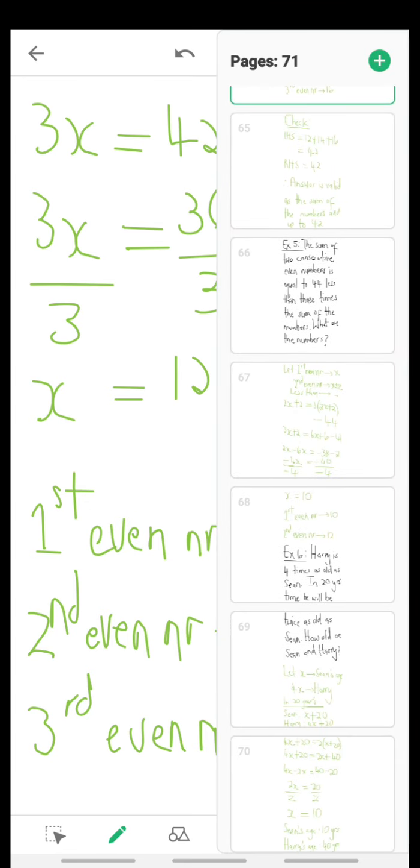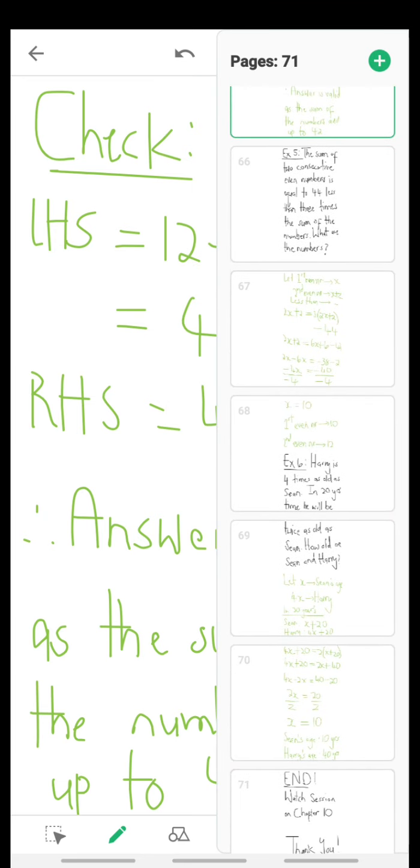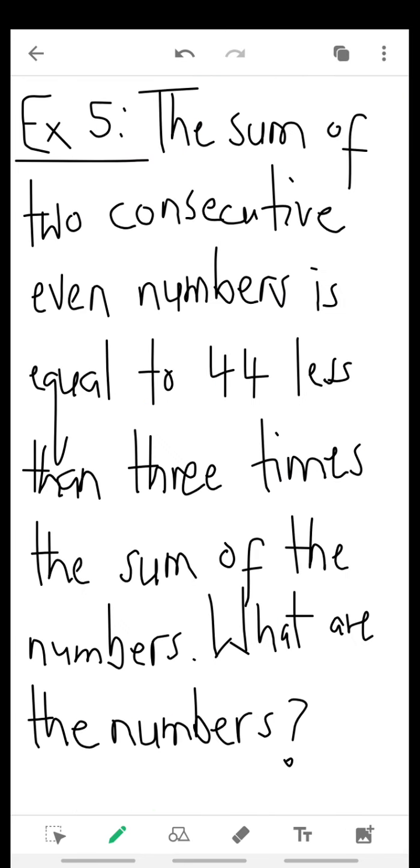Okay, they said we must check. So when I add the sum of the 3 consecutive even numbers, they add up to 42, and their sum, we are already told that it is 42. That means answers are valid as the sum of the numbers add up to 42. Okay, very important. Now let's go to example 5.